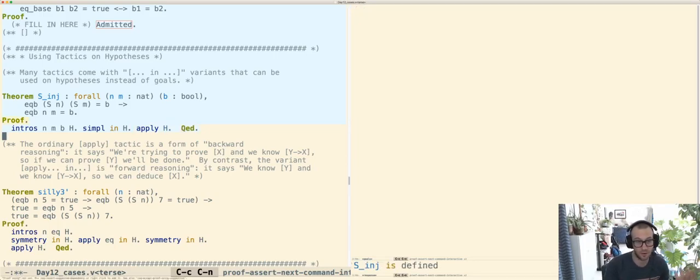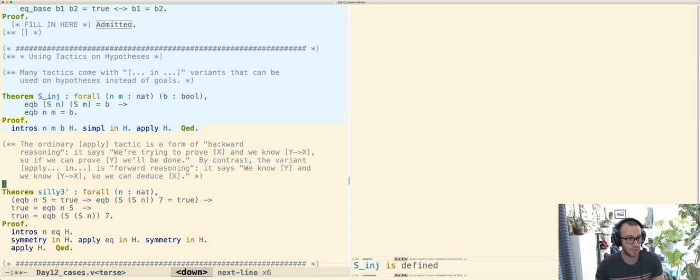You can also do it for a host of other tactics. You can do it for rewrite, you can do it for apply, you can do it for symmetry. There's some tactics where that doesn't make sense, like destruct doesn't happen in anywhere. Injection and discriminate don't happen in anywhere. Intros really only works on your goal. Reflexivity only works on your goal. But all of these tactics that are sort of manipulating tactics, simpl, apply, rewrite, symmetry, things like that, these can all be done sort of freely in your context.